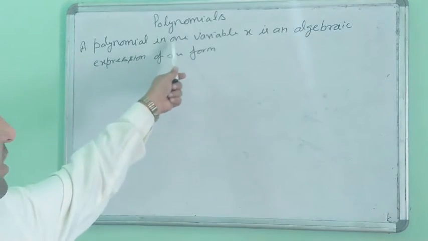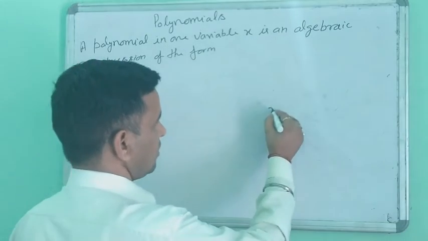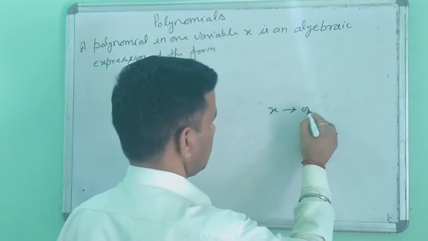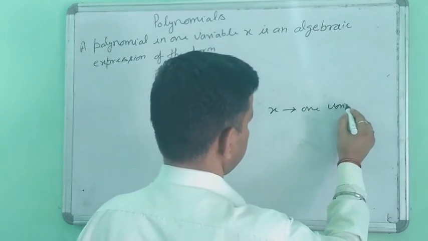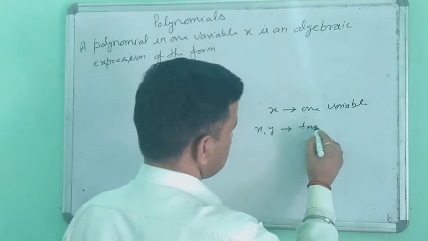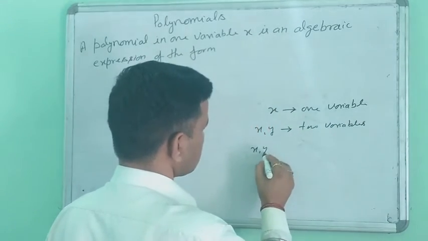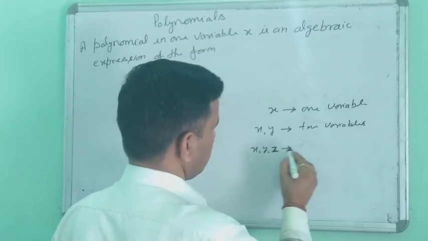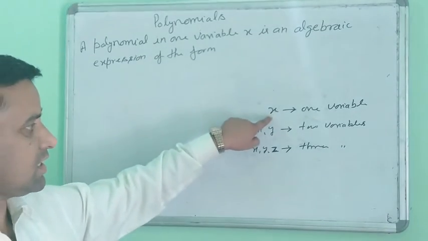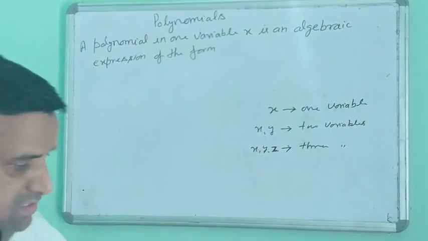A polynomial in one variable means a polynomial having only x. This is called one variable. Suppose it has x and y, then it is two variables. Or suppose it has x, y, z, then three variables. It means first of all you will study only one variable. After that you will take two variables, then three variables. So we will discuss one by one.